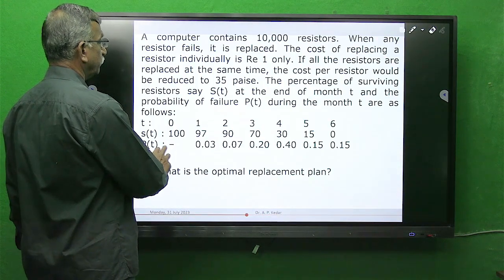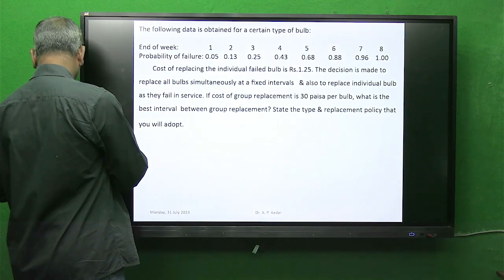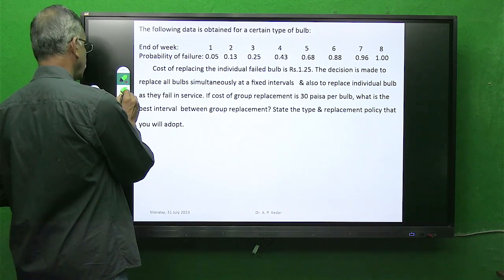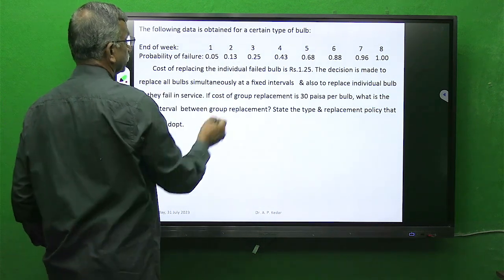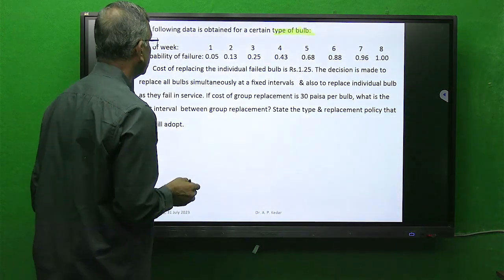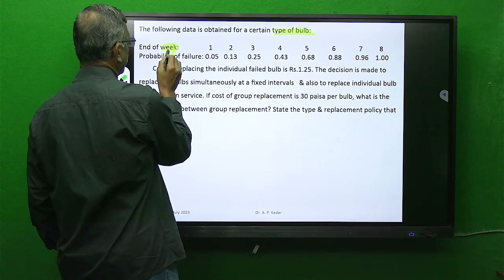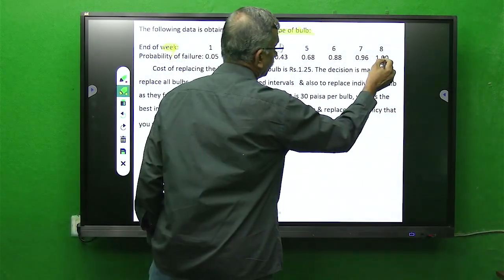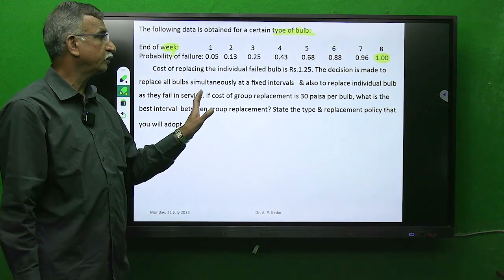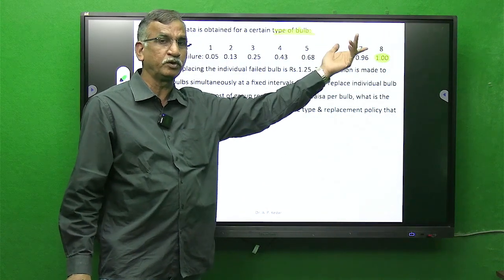Now we'll see another problem. Again it is solved for you, but the problem is somewhat different. Now you can see here the following data is obtained from a certain type of bulb. Here the item is bulb. The unit is week and the probability of failure is given. Focus here, it is given in the form of cumulative probability. How do we know whether the probability is cumulative? If it ends with 1 or 100%, it is cumulative probability.